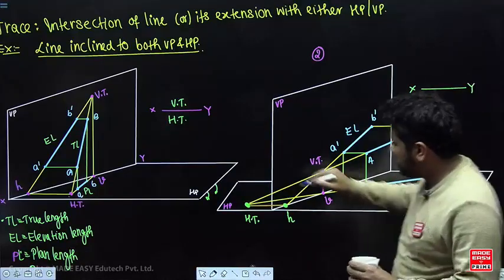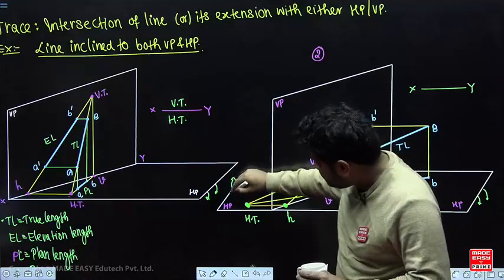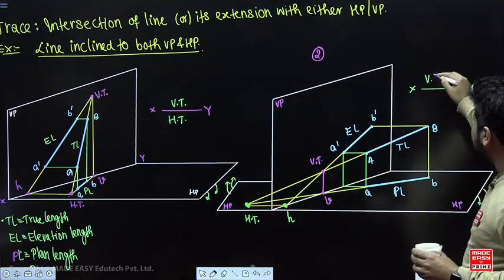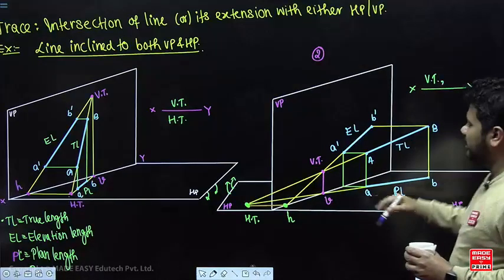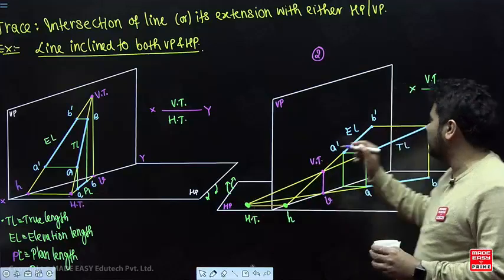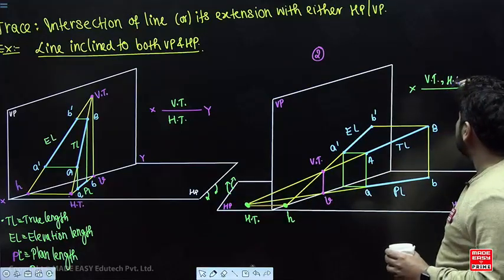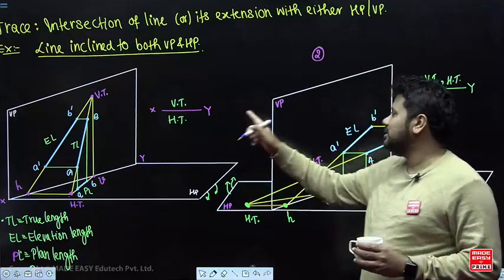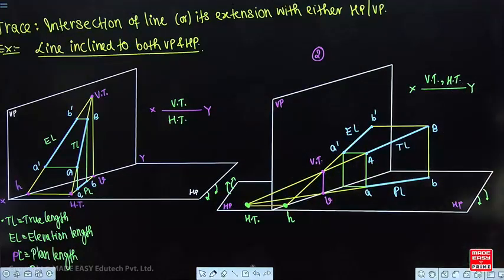So when HP is rotated, this will also go up. If this goes up, the vertical trace is already above, but when it is going above, this horizontal trace will also go above. So, depending upon the situation, it is not that the vertical trace and horizontal trace will be like this. There is a possibility that the vertical trace and horizontal trace can be like this.